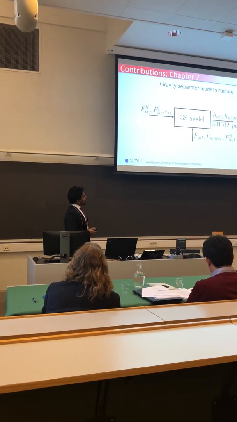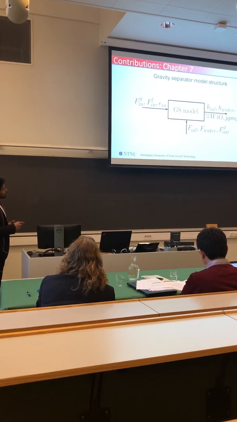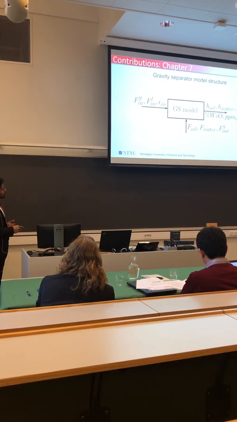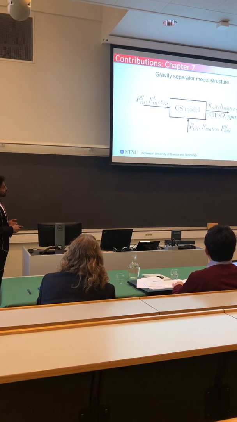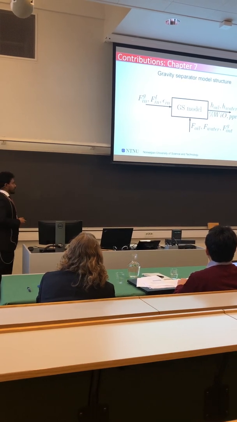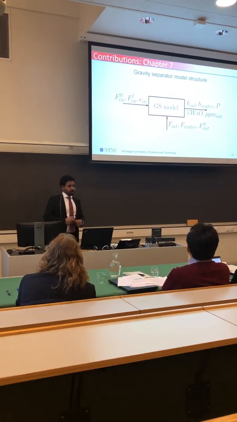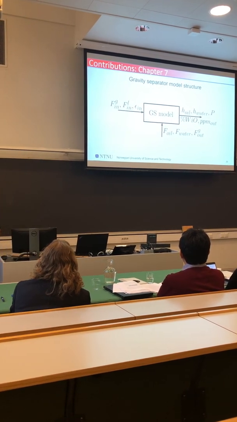The gravity separator model then results in a model with 3 disturbance inputs, 3 control inputs, 3 control variables, and 2 other variables. And this is the most interesting part, where the model is able to describe how much water is going into the oil phase and how much oil is going into the water phase.